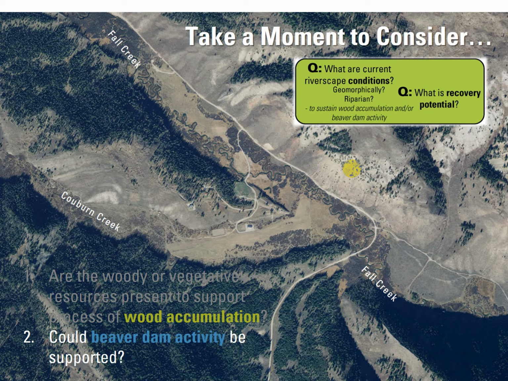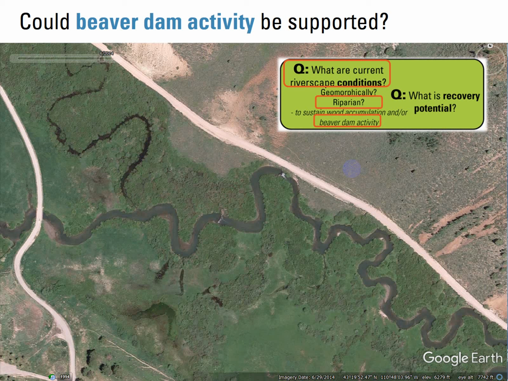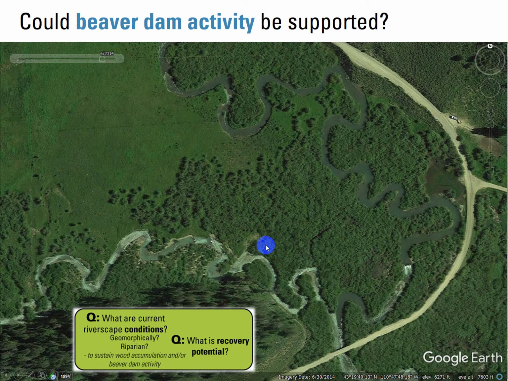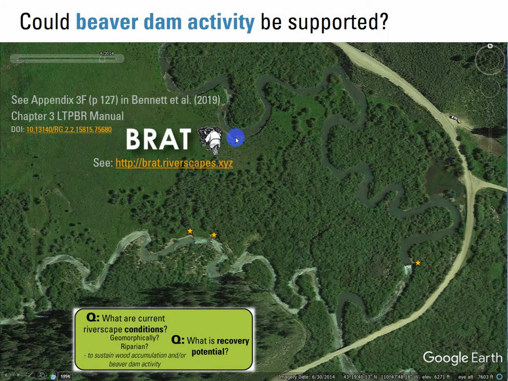Now let's move on to that question of could beaver dam activity be supported? So you kind of did this exercise, right? You sort of mapped where beaver dams were. So there's a bunch of beaver dams right here. So one easy way, could beaver dam activity be supported? Well, if you see beaver dams, clearly yes. This is another view in there, and a few more beaver dams. The alternative to that is BRAT. And although we've spent a bunch of time alluding to BRAT, we haven't really done BRAT or talked about it.